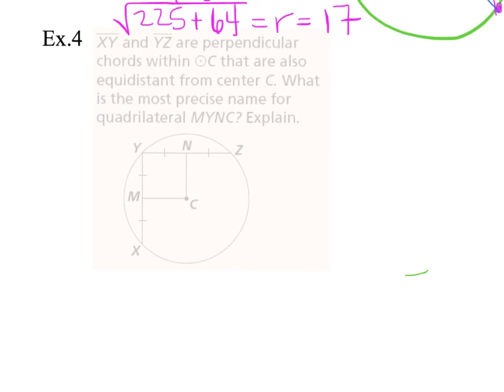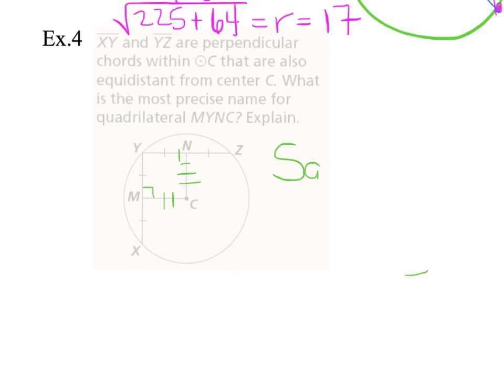All right, last example, and the bell's going to ring in a second, so I got to hurry. You have XY and YZ, they're perpendicular chords within the circle that are also equidistant from the center, so that's all represented there besides the perpendicular part. Oh, there's the bell, I got to hurry. And that makes these congruent. What's the most precise name for this quadrilateral? I think you guys can all get this.